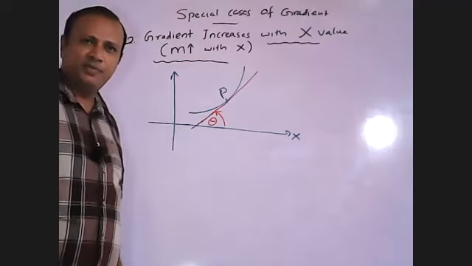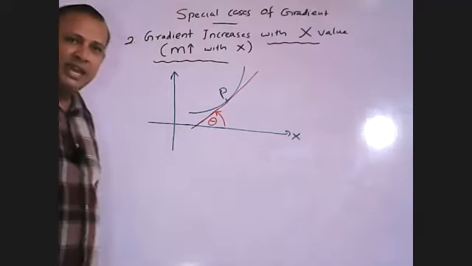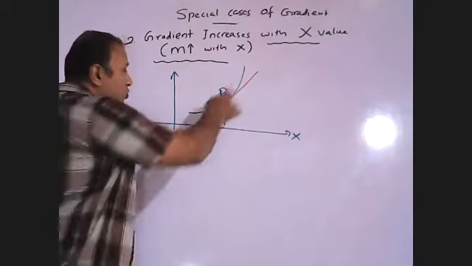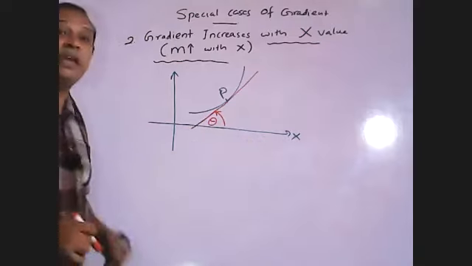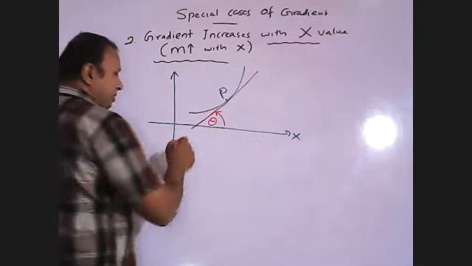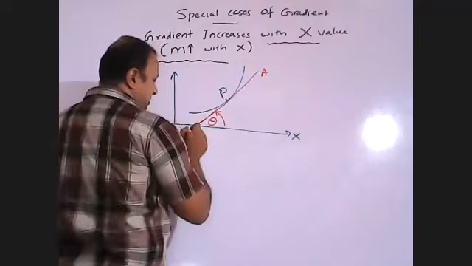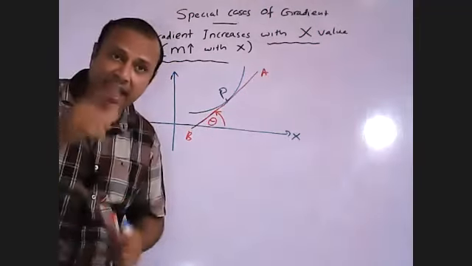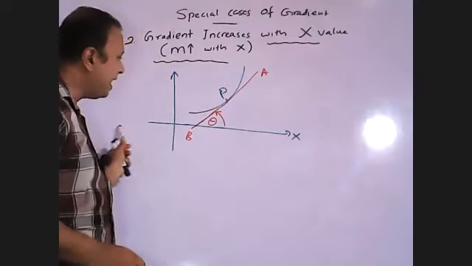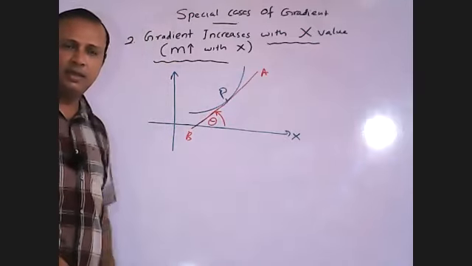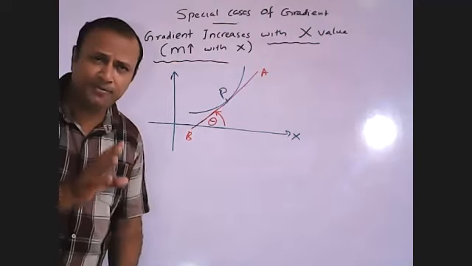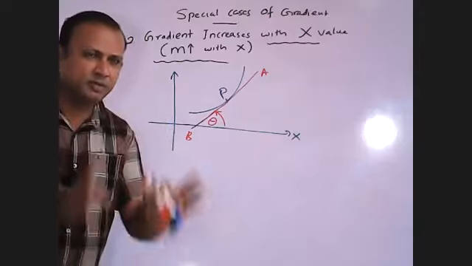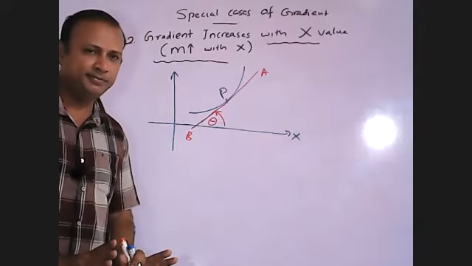What is this angle? This angle is between these two straight lines. Suppose this one is AB and the x-axis. So theta is the angle between AB and the x-axis. Everyone, please listen to me very carefully.